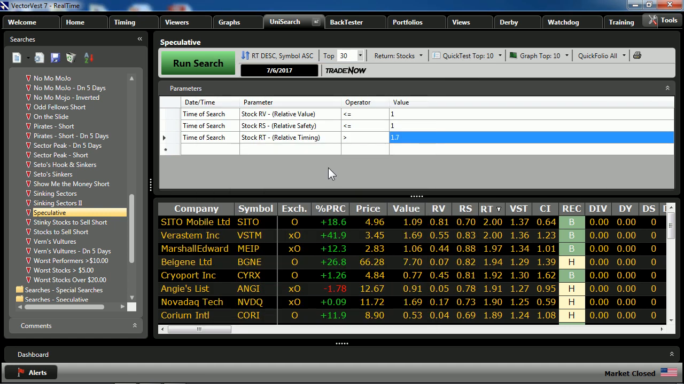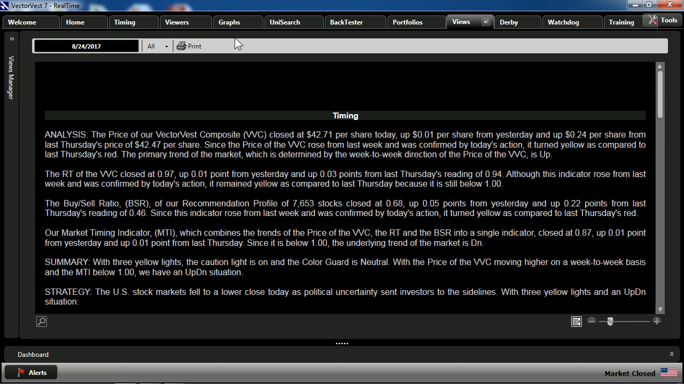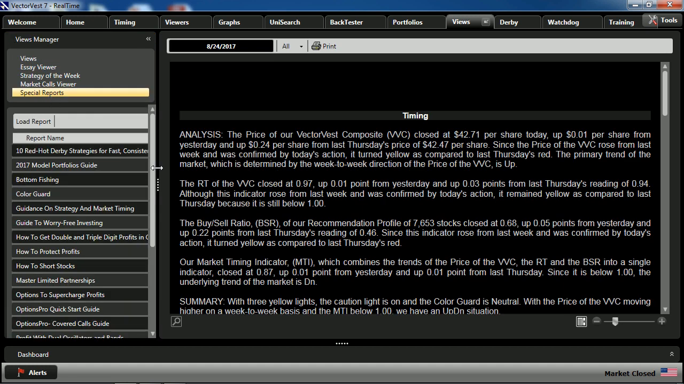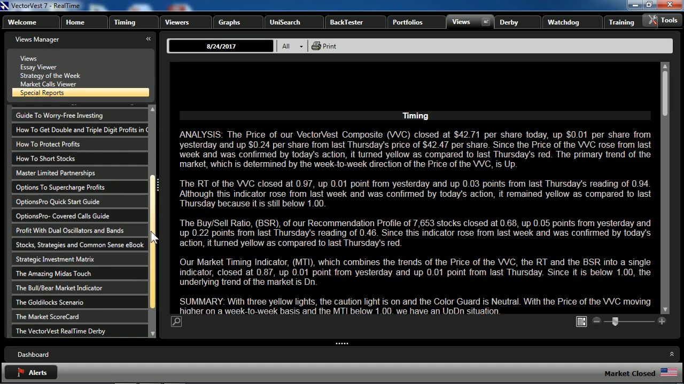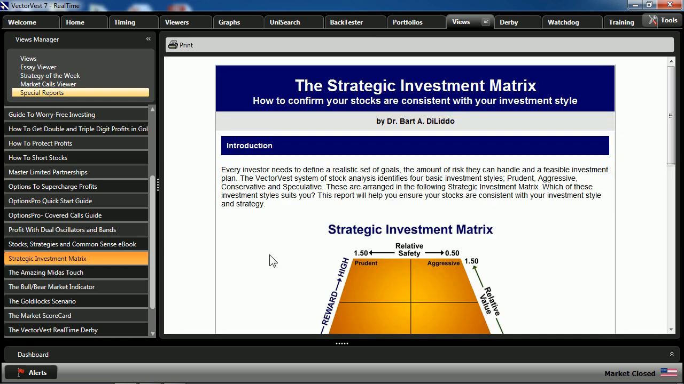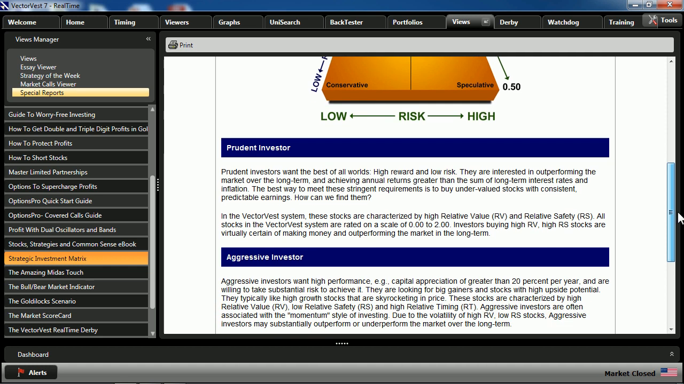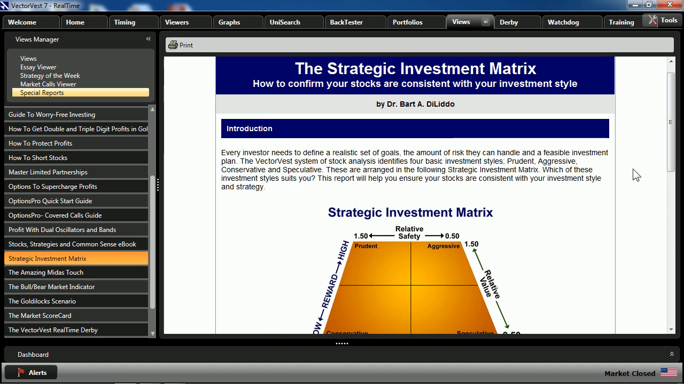And lastly, folks, I'm going to come up here to the VectorVest views and open up our views manager. And in this special reports section, we have that strategic investment matrix, the same investment matrix that I went through earlier. So this is a nice resource to go through if you're not quite sure what type of an investor you are and really what types of stocks you should be favoring.